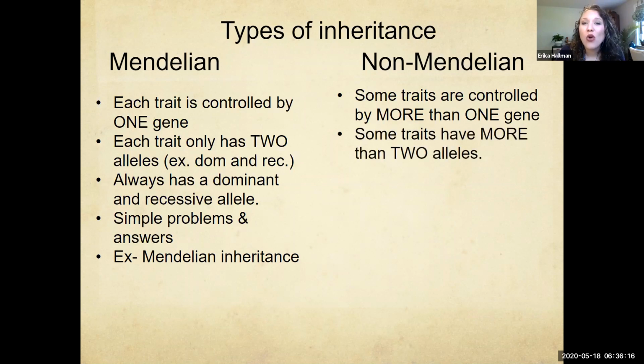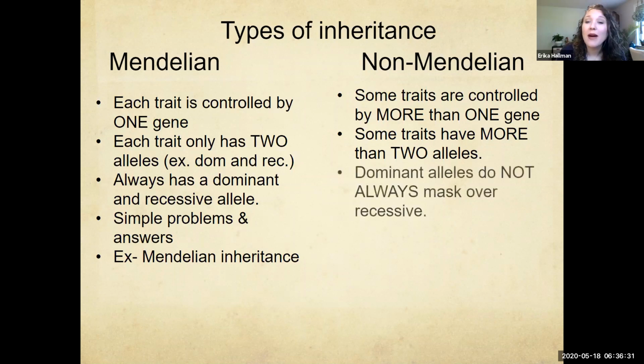Some traits have more than 2 alleles. What this means is that instead of a pea plant having a purple or a white flower, sometimes flowers will have a range of colors. So maybe purple, maybe pink, maybe white. We'll learn about an example involving bunnies with that.